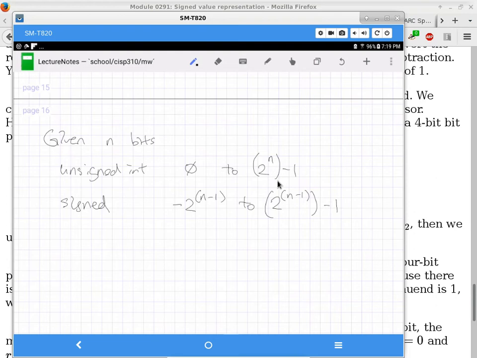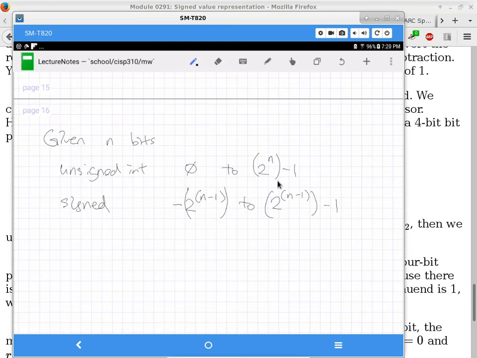Yes, go ahead. If we were given 3 bits, negative 2 to the 3rd power minus 1 gives us positive 4? Are we talking about signed or unsigned? For signed, okay. So the negative sign applies to the outside of the 2 to the n minus 1. Yep, you're right. Just to emphasize, that's making it more clear.